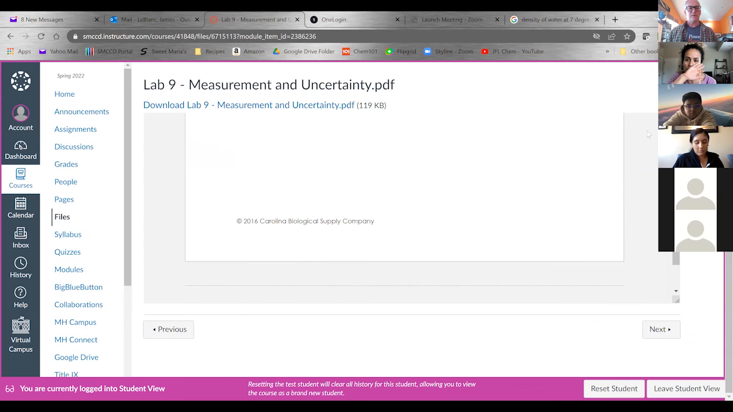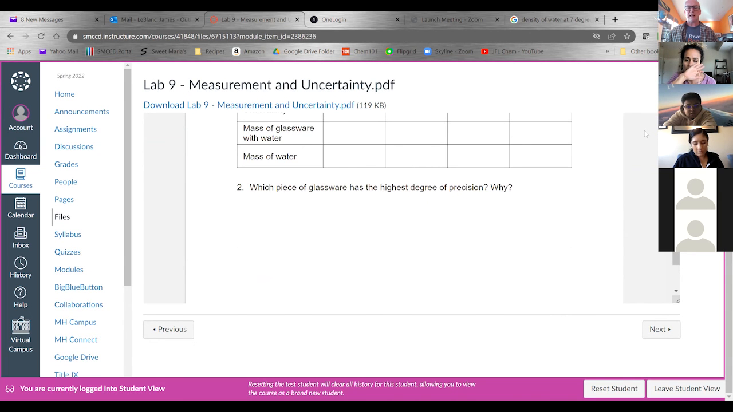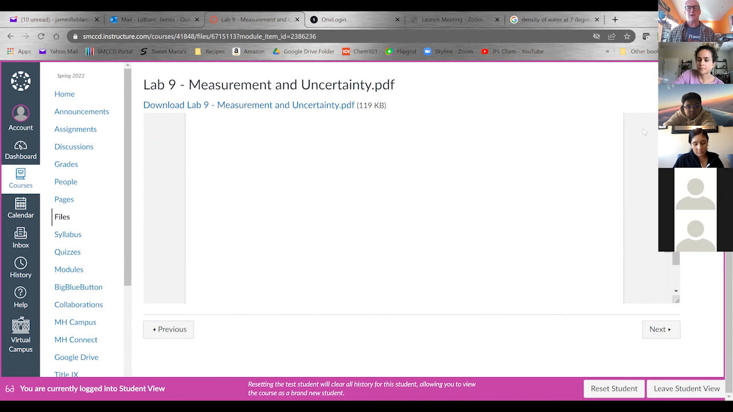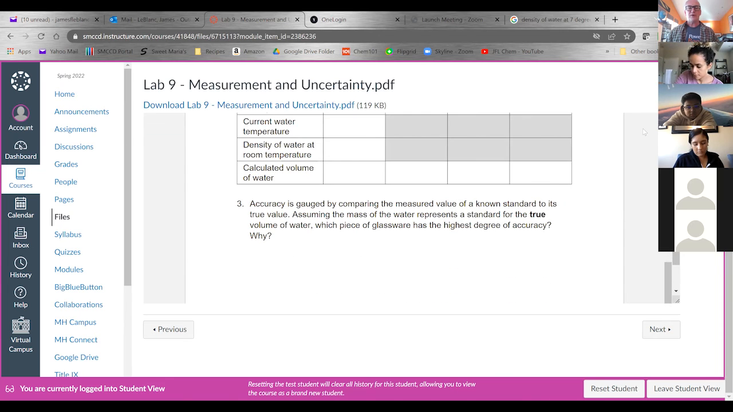And then for number 2, which piece of glassware has the highest degree of precision? Explain why that is. And then number 3, which one has the highest degree of accuracy? And then you have to give numerical reasons why that is.